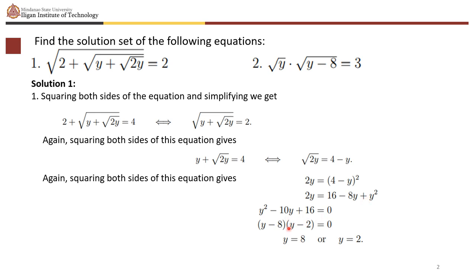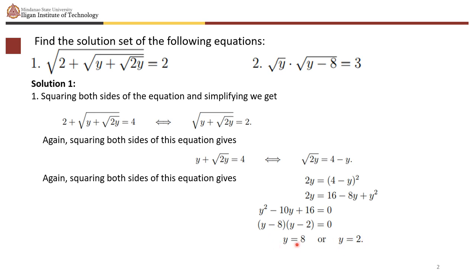Then plus 16. And then we have y minus 8 times y minus 2, which are the factors of y squared minus 10y plus 16 equal to 0. So equal to 0 there. We have y is equal to 8 or y is equal to 2.